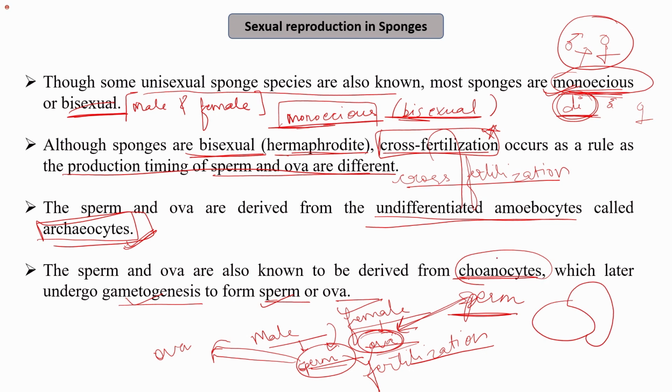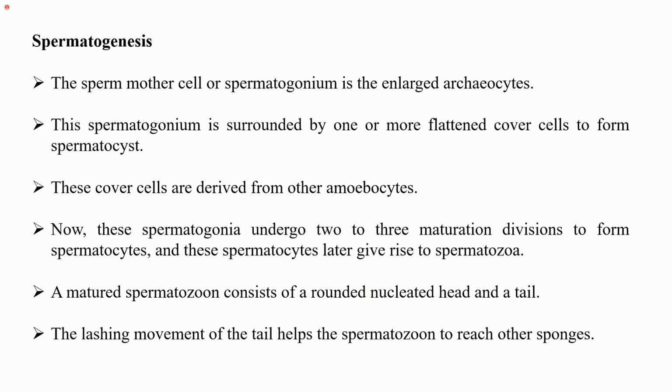So in some literature, you may find that the sperm or ova are also known to be derived from choanocytes, which later undergo gametogenesis to form the sperm and ova. This is how sperm and ova are formed. Spermatogenesis is the process of formation of sperm. So in spermatogenesis, sperm is formed. How is sperm formed?